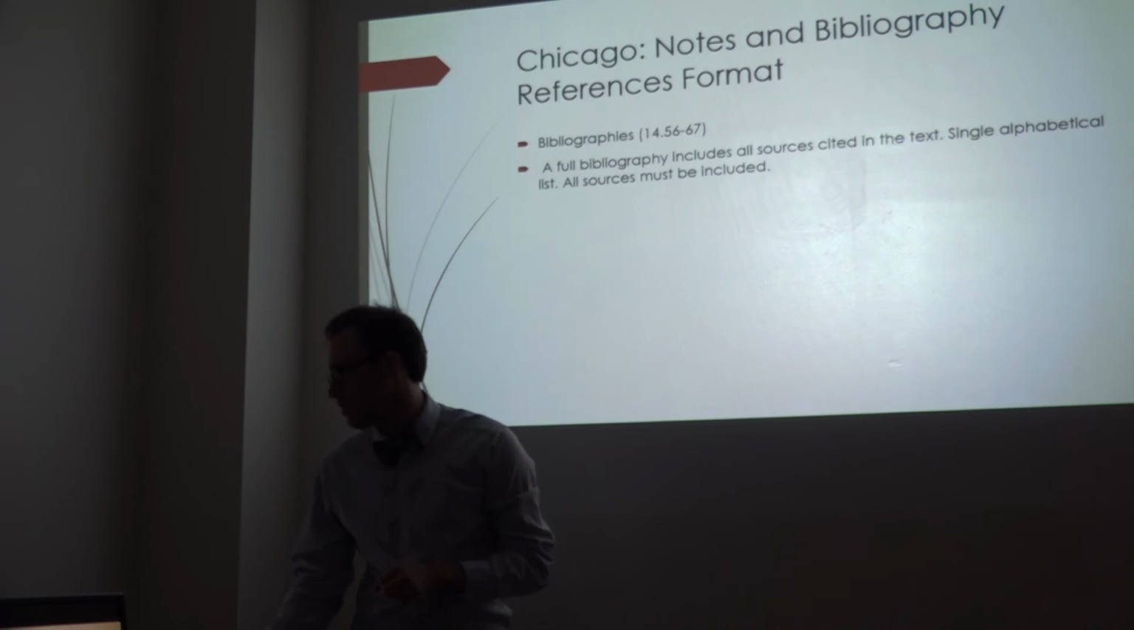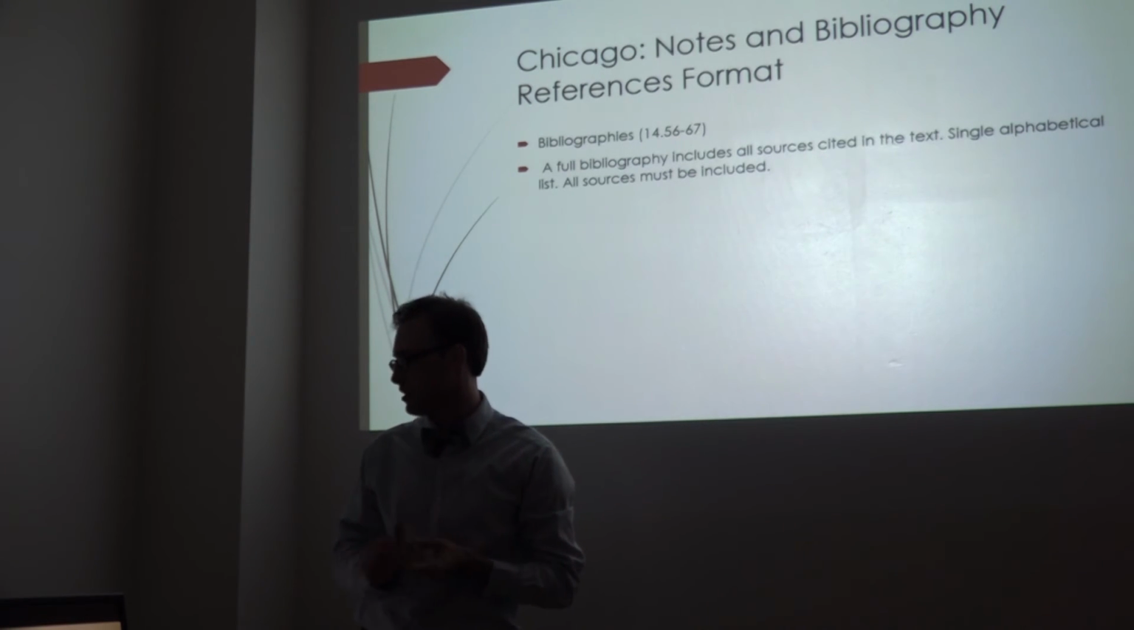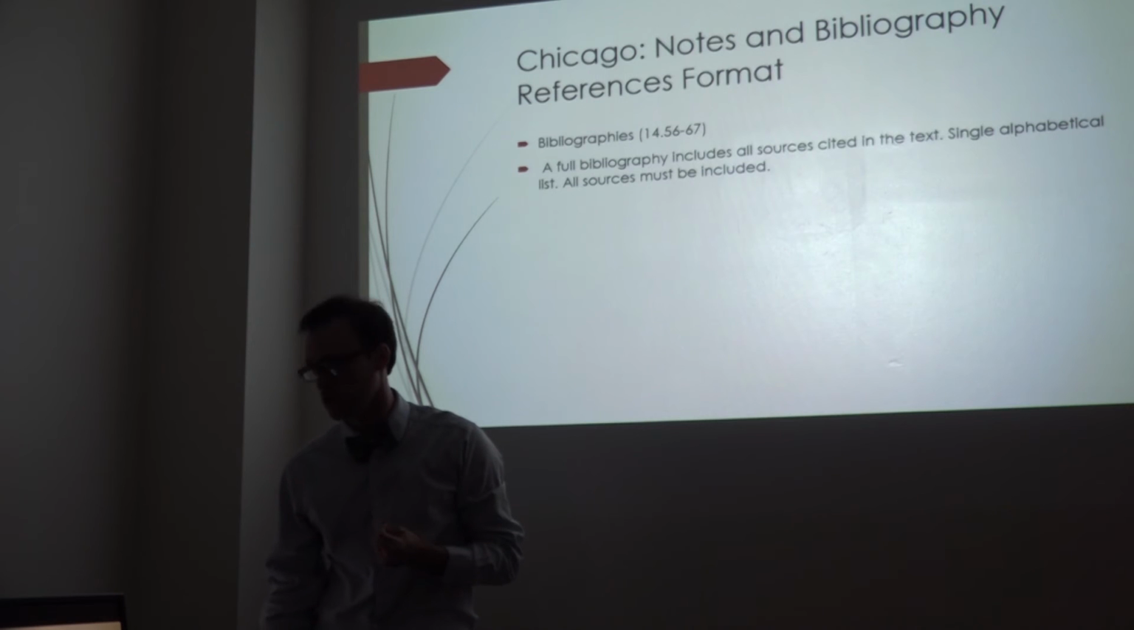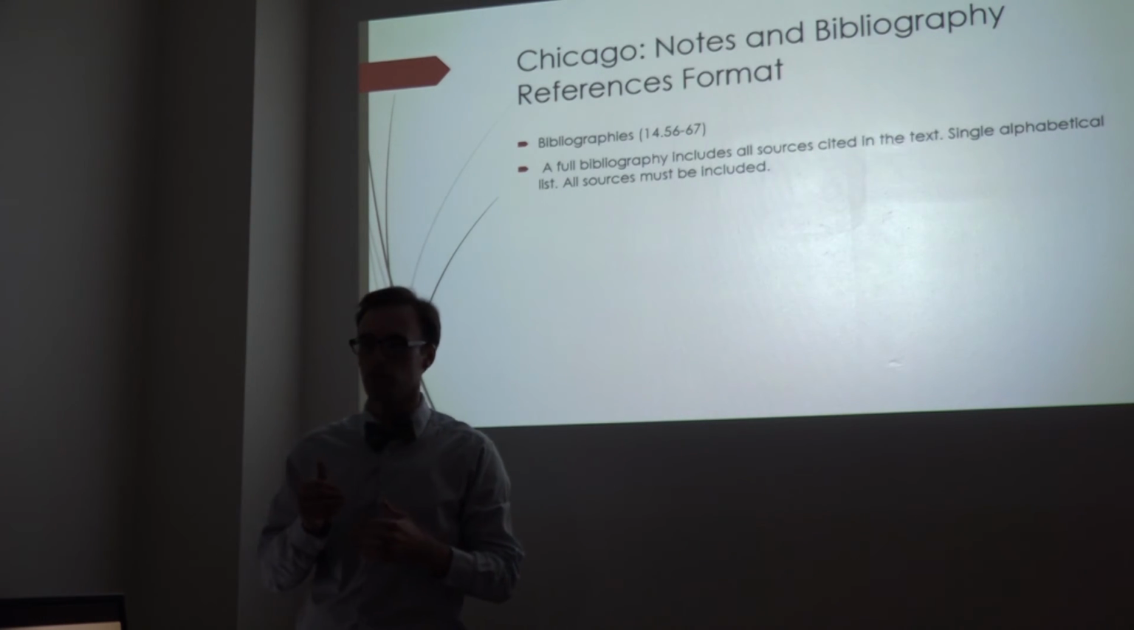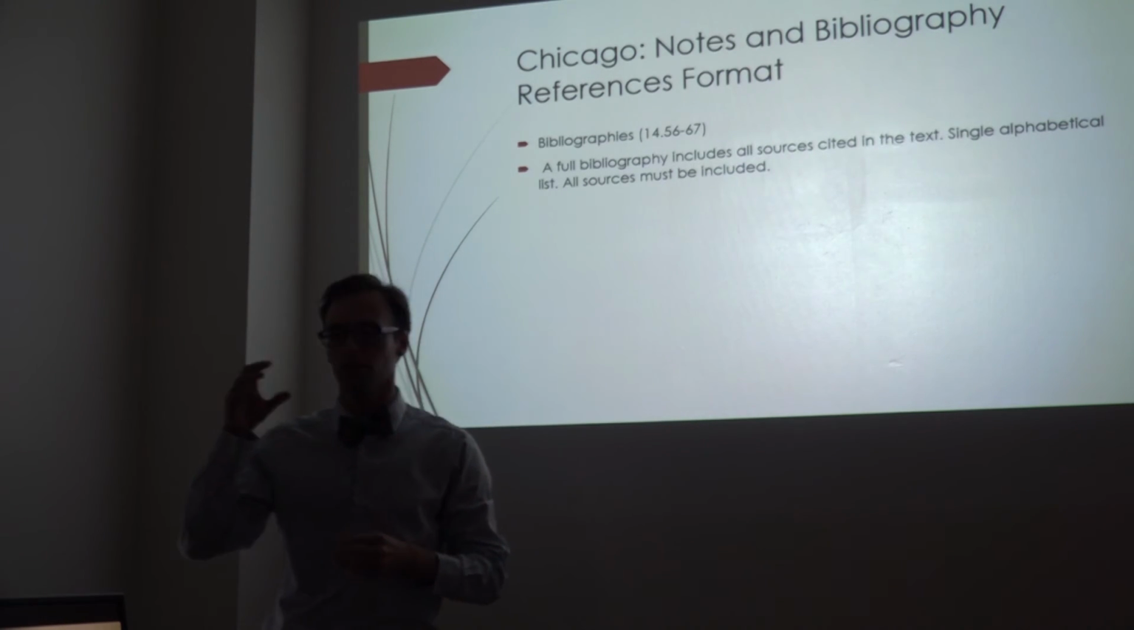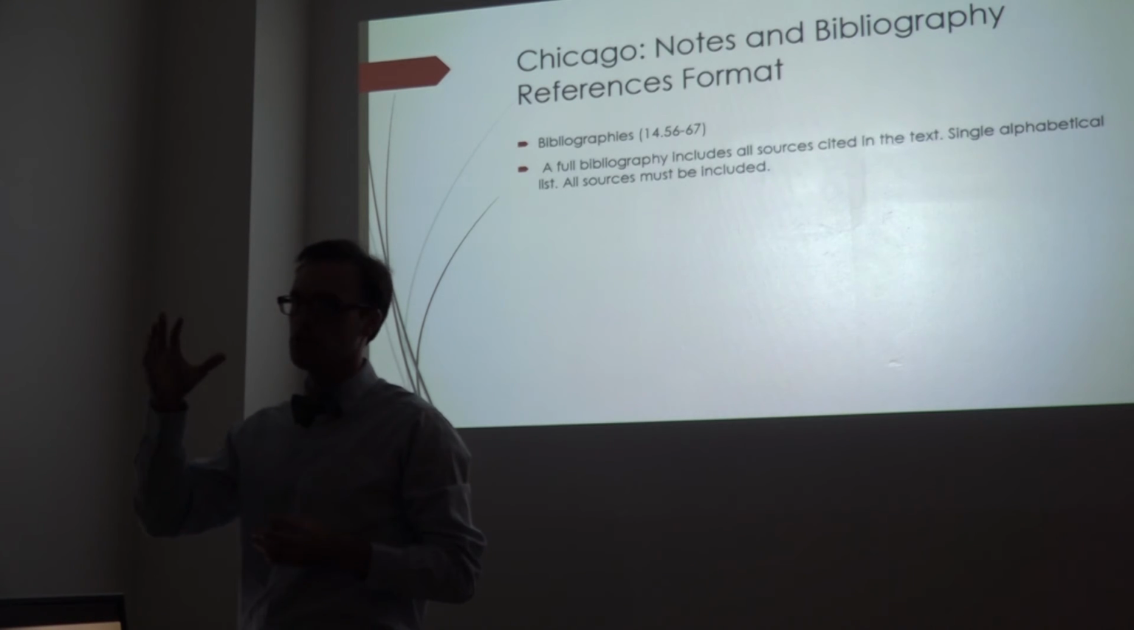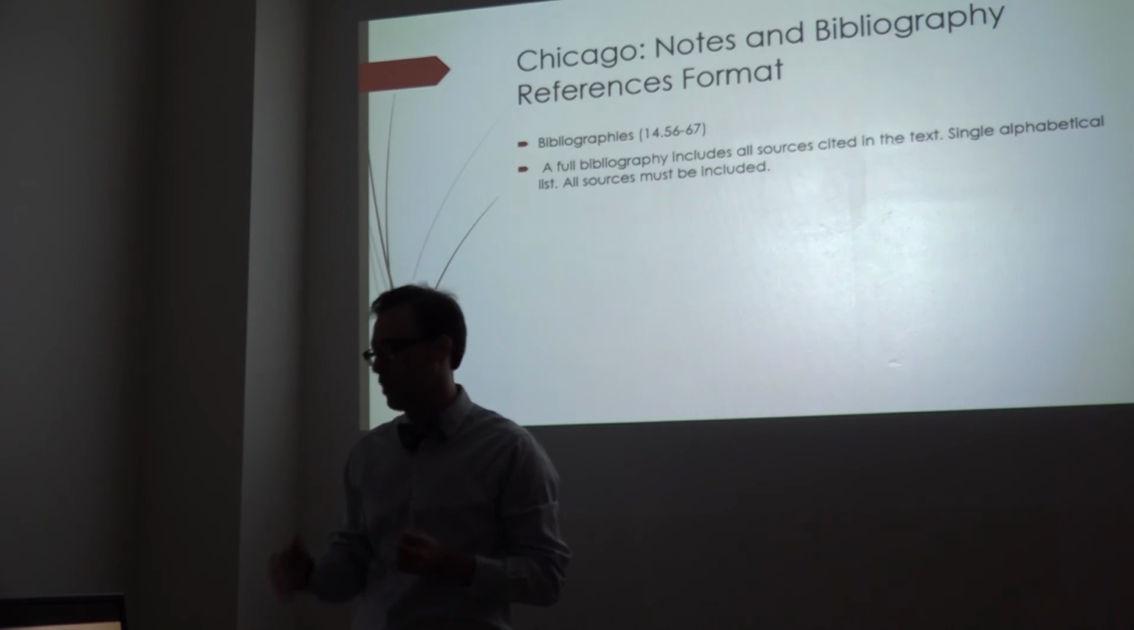So, in the bibliography, all sources cited in the text must be included in a single alphabetical list. Don't break it up by themes or by chapters. One single list, all alphabetical.